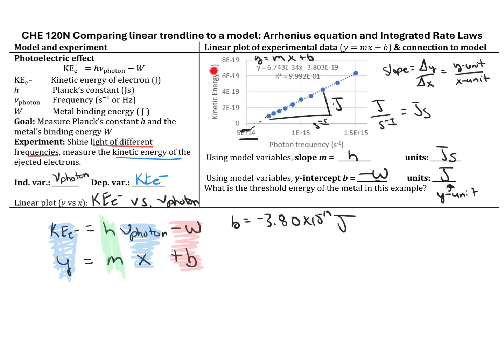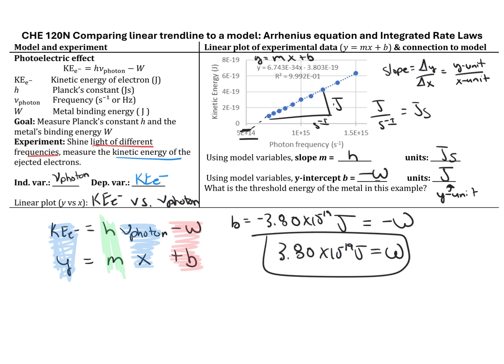We know it just from the units on the y-axis. And that's equal to negative w. So if I have a negative on both sides, I can multiply everything by negative 1 and get 3.80 times 10 to the minus 19 joules is equal to w.